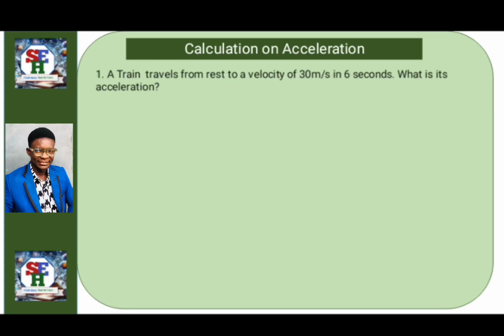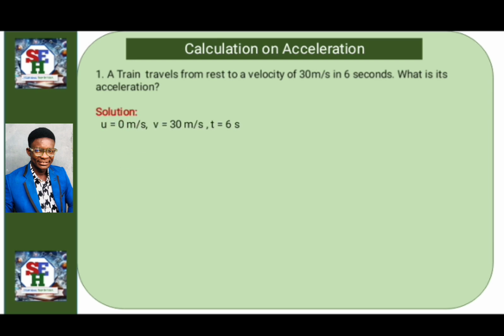Question number 1. A train travels from rest to a velocity of 30 meters per second in 6 seconds. What is its acceleration? I want you to take note of this problem very well. In every problem, we must bring out the given in the problem. Now, let's bring out the given in this problem quickly.